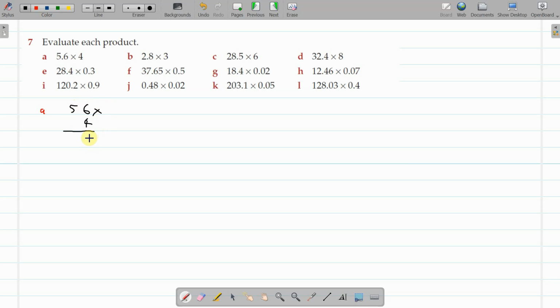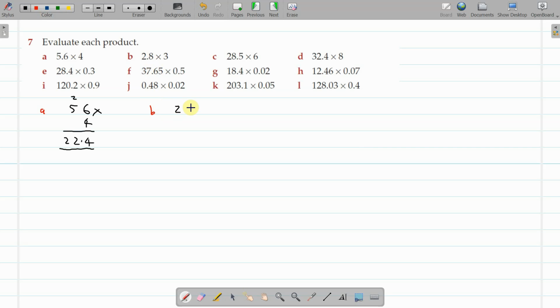Alright, here we go. 4 times 6 is 24. 4 times 5, 20, plus 2 is 22. One decimal place between the two of these, so the answer has one decimal place. Okay, B.